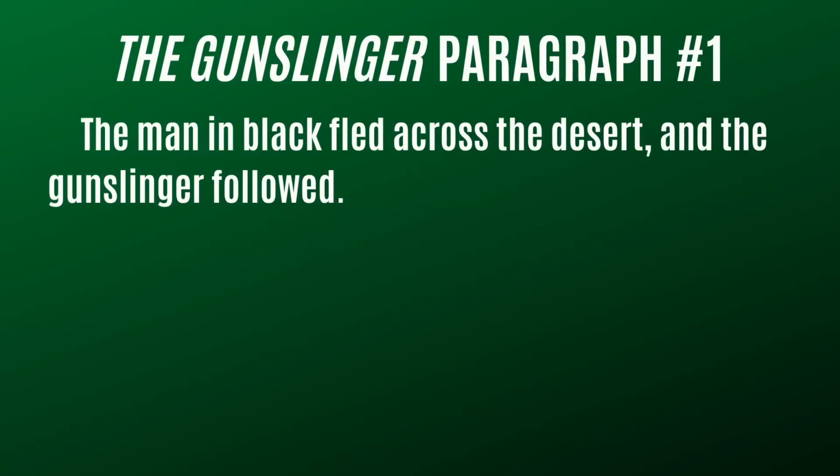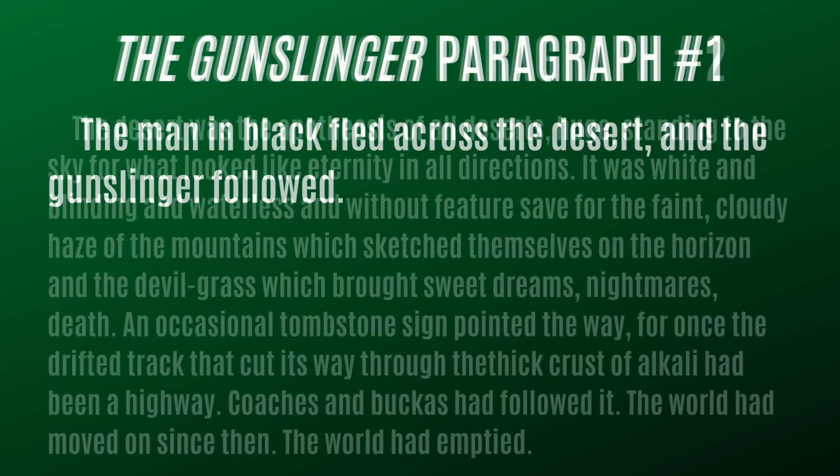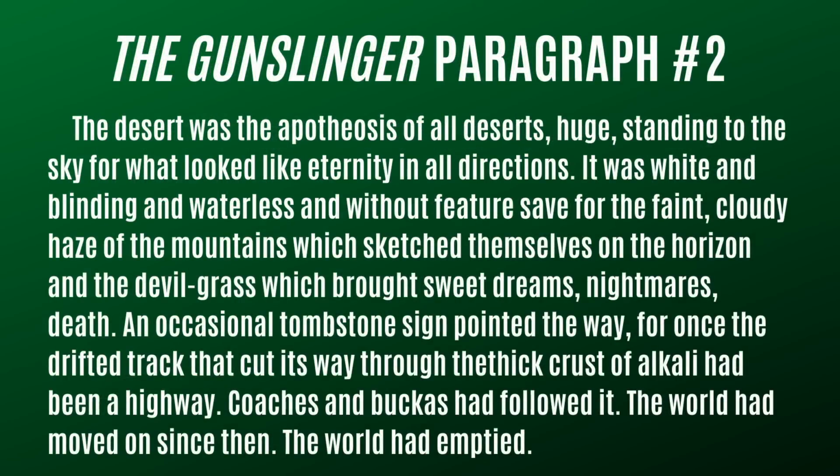The man in black fled across the desert, and the gunslinger followed. The desert was the apotheosis of all deserts, huge, standing to the sky for what looked like eternity in all directions. It was white and blinding and waterless and without features save for the faint cloudy haze of the mountains, which sketched themselves on the horizon, and the devil grass which brought sweet dreams, nightmares, death. An occasional tombstone sign pointed the way. For once the drifted track that cut its way through the thick crust of alkali had been a highway. Coaches and buckas had followed it. The world had moved on since then.